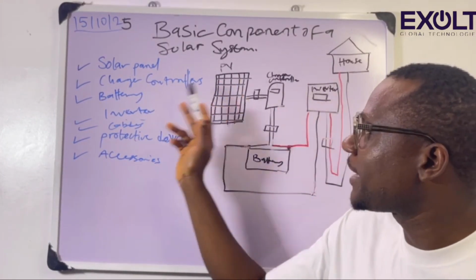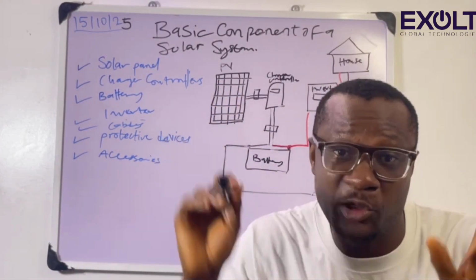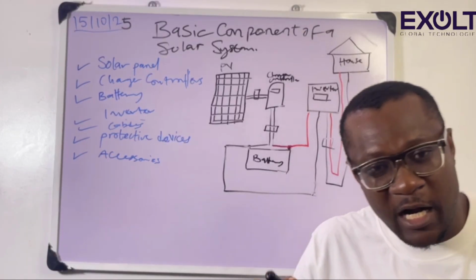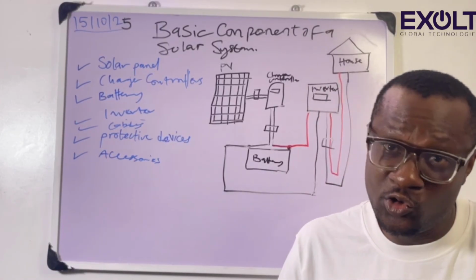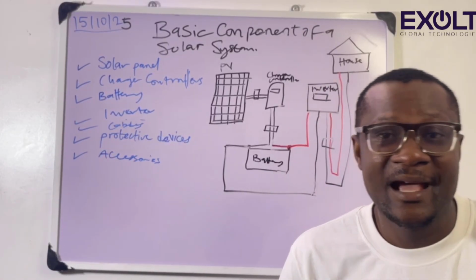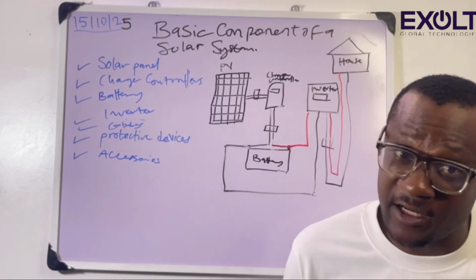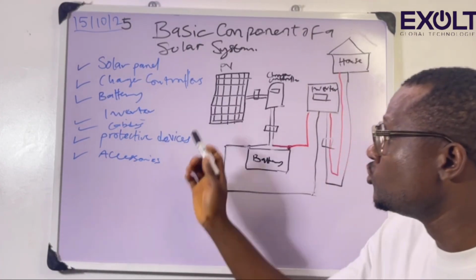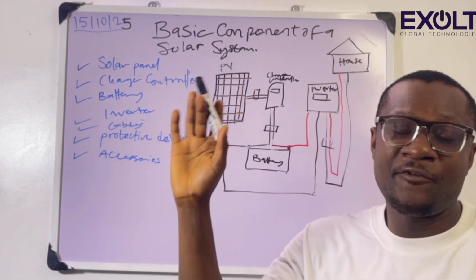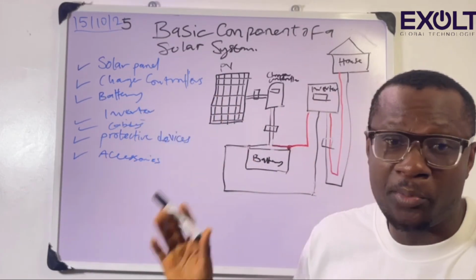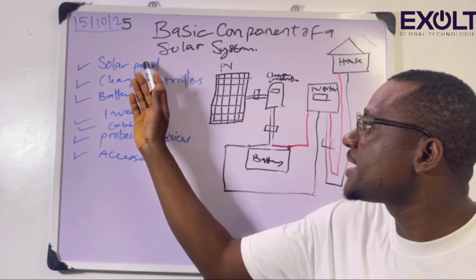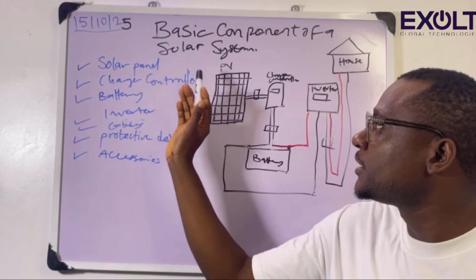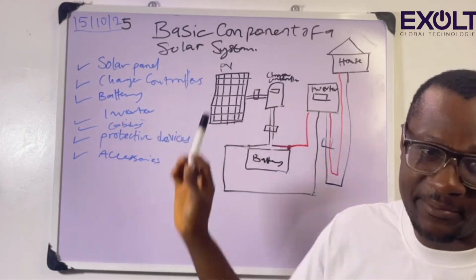So we also have the batteries where the energy is stored. Okay, so when you are using a solar system, you know that the sun rises in the morning and sets in the evening for several locations in the world. So you need to have a backup. So this is like the backup of your system. So every excess energy gotten from the solar panel, regulated by the charge controllers, is stored in the batteries.